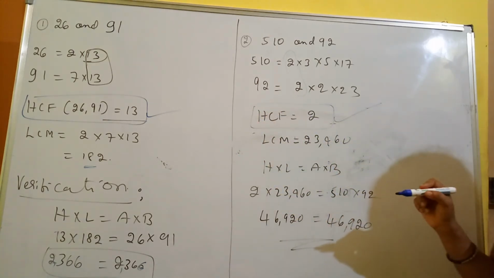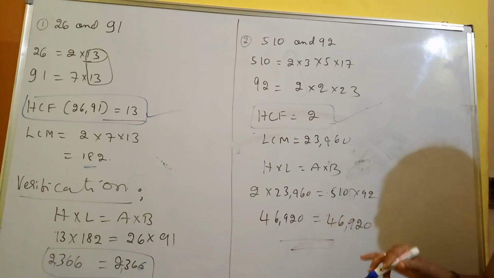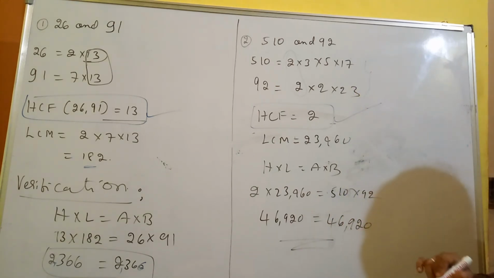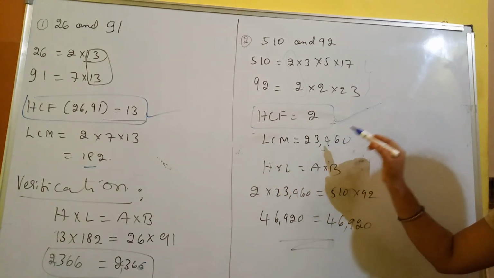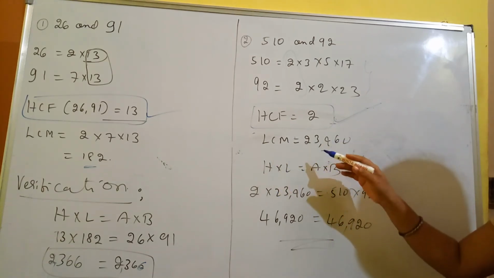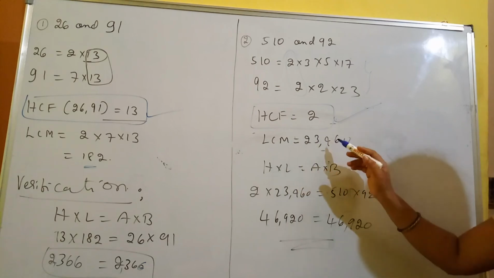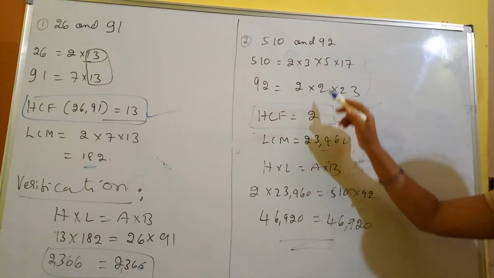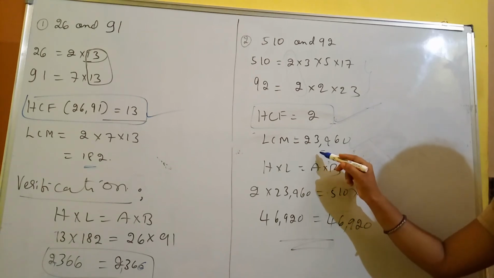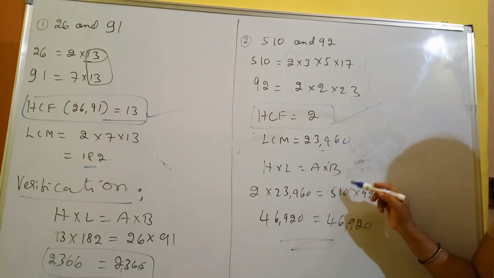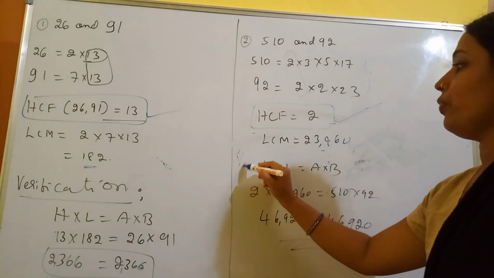HCF means the common factor among the two given numbers. That's why HCF here is 2. And LCM is the product of the common factor and the other factors. Common factor here is 2, and the remaining other factors, if you multiply, you'll get the LCM, 23,460.